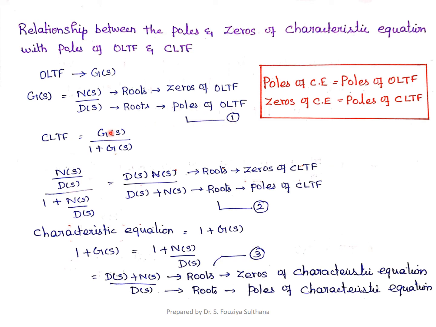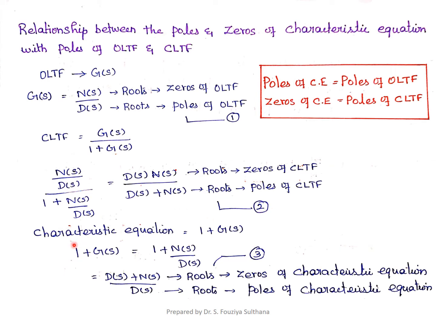For the closed loop system, the transfer function is represented as G of S divided by 1 plus G of S. Here we have considered the unity feedback system, so H of S will be equal to 1. Now substitute the value of G of S in this equation. We will get D of S into N of S divided by D of S plus N of S. So the roots of the numerator will give the zeros of the closed loop transfer function and the roots of the denominator will give the poles of the closed loop transfer function. Consider this as equation number 2.